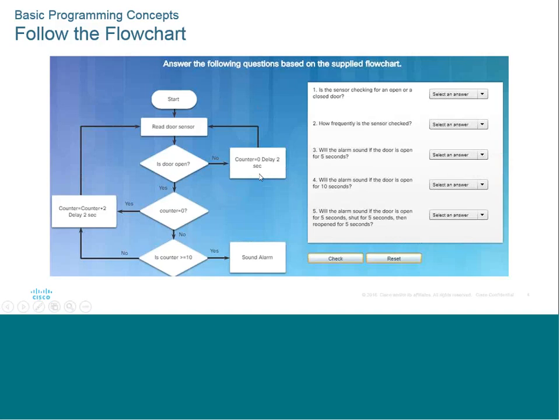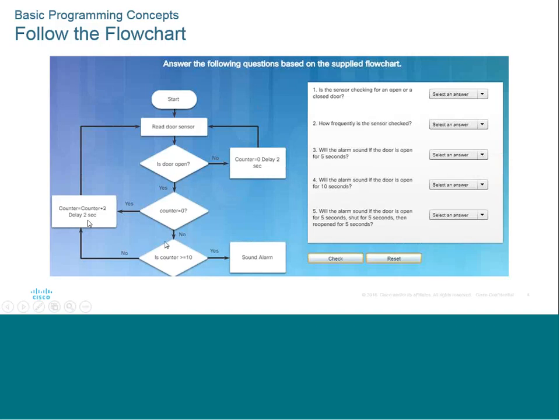Then it will go again to read door sensor. If yes, then counter is equal to 0. And if counter is equal to 0, there are two conditions here. Is door open? If yes, then towards this side. If no, then counter is equal to 0, delay 2 seconds, and again it will go to read door sensor. Again, if counter is equal to 0 and yes, then counter is equal to counter plus 2 and delay 2 seconds.